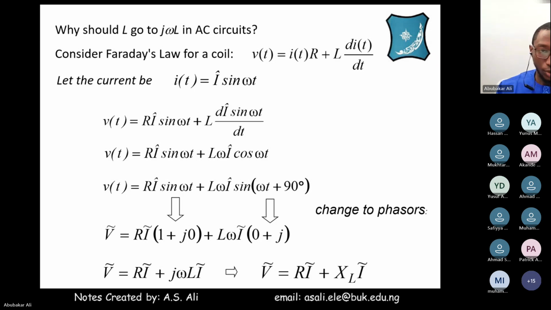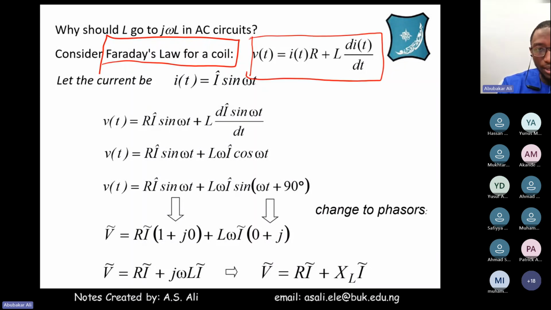Yes, sir. Okay. So the question now is, how did we come about this equation? For example, in the case of an inductor, where did we get the jωL? Why not just L, as in the case of a resistor? Well, there is Faraday's law of the coil. If you have a coil, Faraday says that for that coil, the voltage across it is equal to iR plus L di/dt.